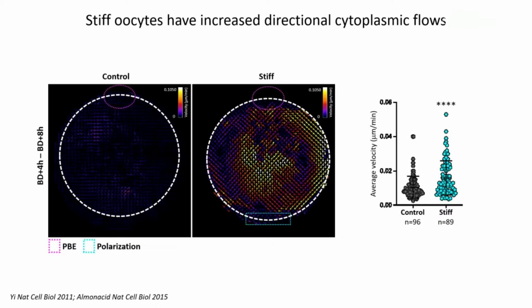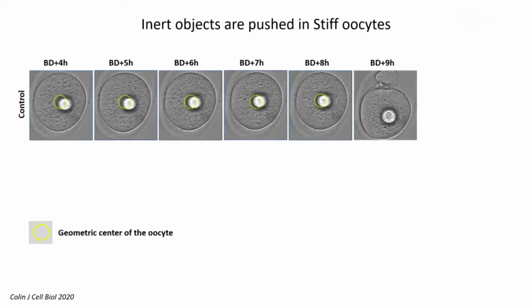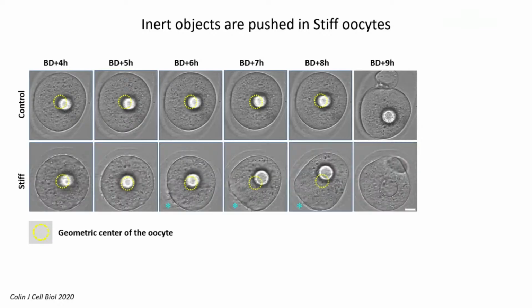They are very directional and very strong, so can they move objects in the cytoplasm? For that, we first injected inert objects, such as oil droplets, into oocytes. In the past, we have shown that if we inject these oil droplets, here in white, they stay at the center of the cell during the division, near the geometrical center of the oocyte, here in yellow. In stiff oocytes, we did the same.